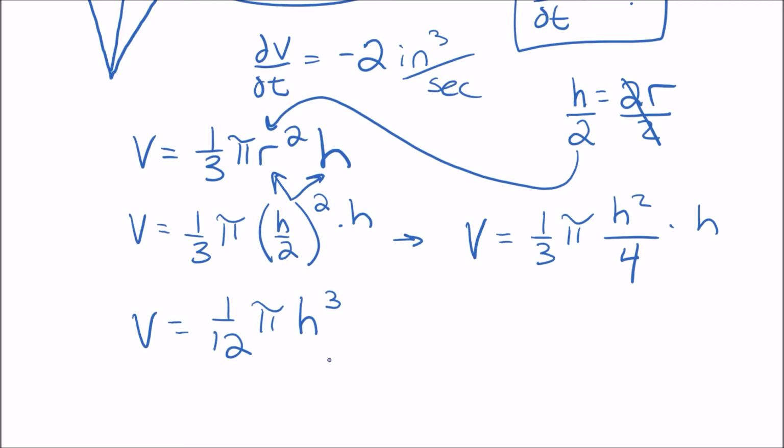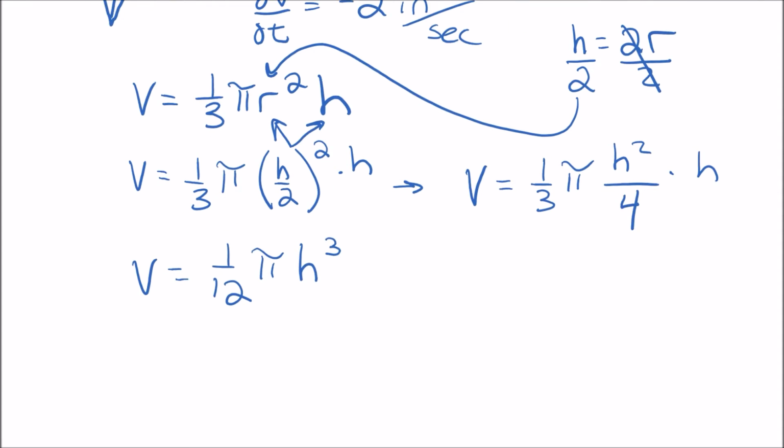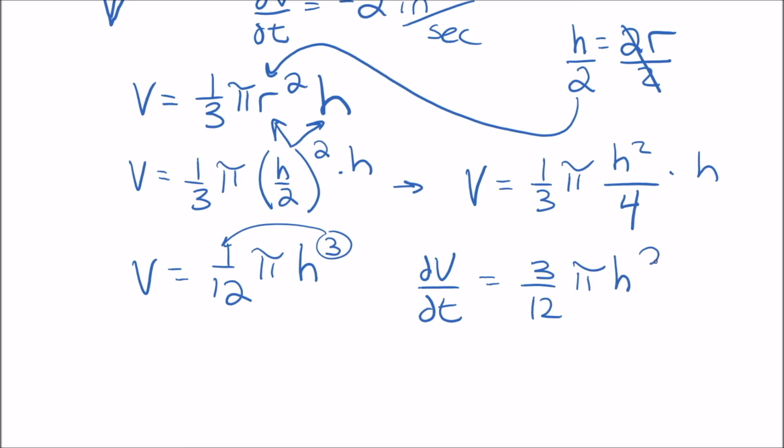Now, since we're trying to find dH dt, we're going to take the derivative of this. If we take the derivative, we simply get that dV dt is equal to, bringing the 3 down in front, 3/12 pi h squared times dH dt. And 3/12 simply reduces down to 1/4.